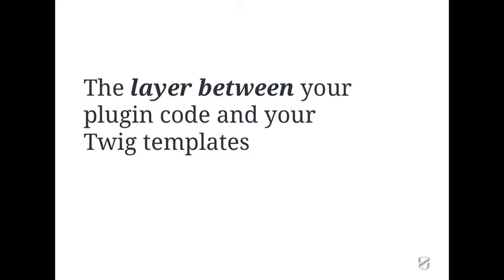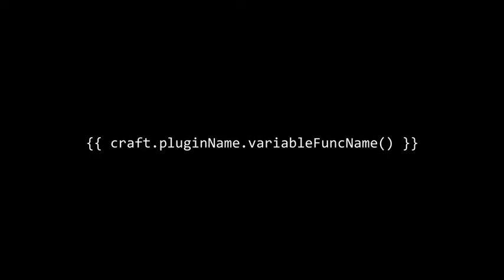Variables. So variables are a layer between your plugin code and your Twig templates. You can't just use a function that's in your service in your Twig templates. You have to put a variable in between. So that ends up looking like this in your Twig templates: craft.pluginname.variable function name. Unlike services and controllers, there's no default multiple thing here. You're only going to have one variables file.